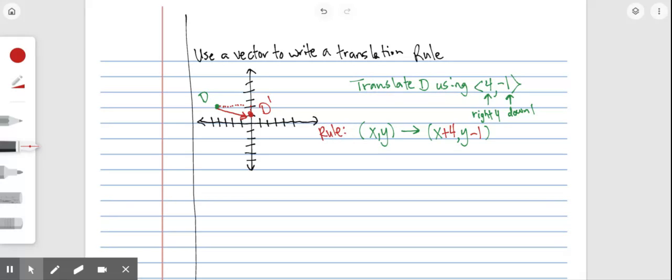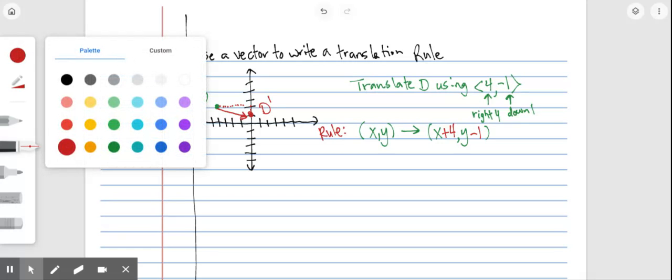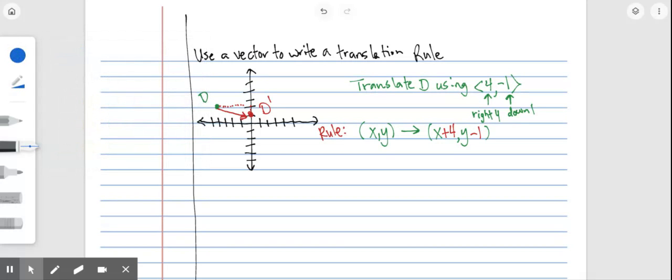What are some things that you notice about the rule in relation to the vector? What are some similarities? What are some differences? When I look at those two things, what I notice is that this +4 comes directly from this 4, and this -1 comes from this -1. So writing a rule is basically using the vector and adding it to my original coordinate. I took the original coordinate pair and I added 4 to it and I subtracted 1.